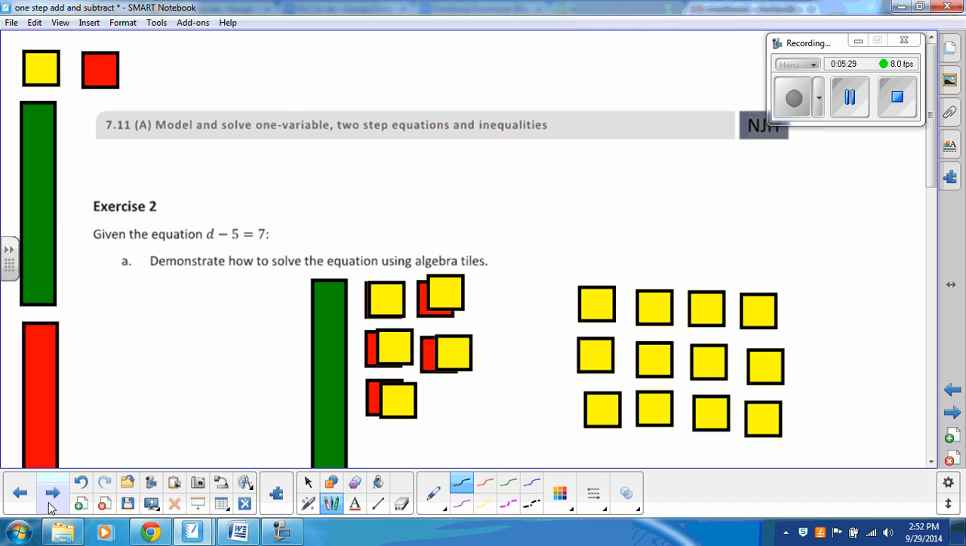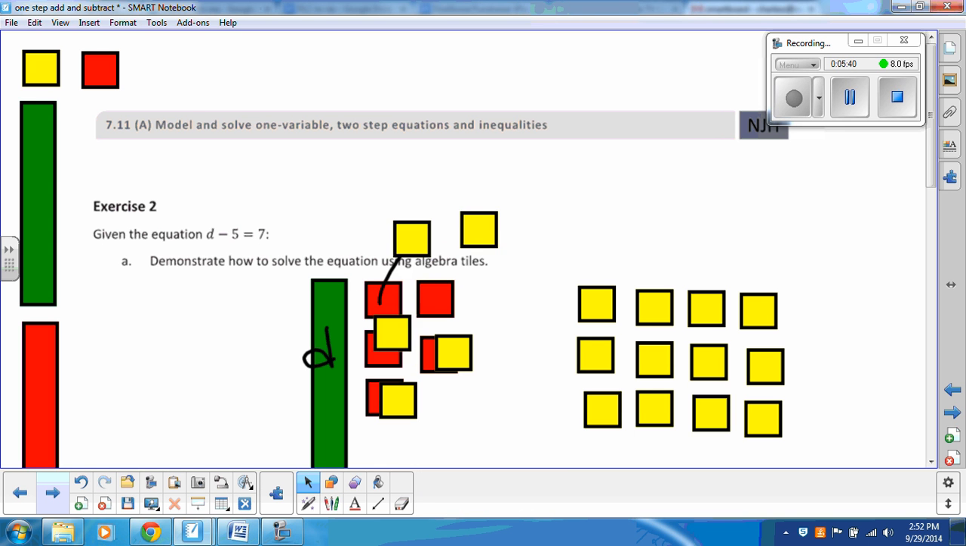Next problem. I've already got it kind of modeled out here for you. Here is your D. Here is your, oopsie, my bad. Here is your minus 5, and here is your positive 7. So we have D minus 5 equals 7.